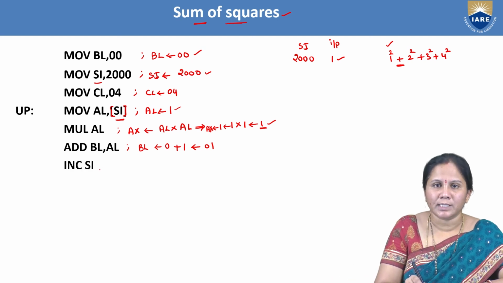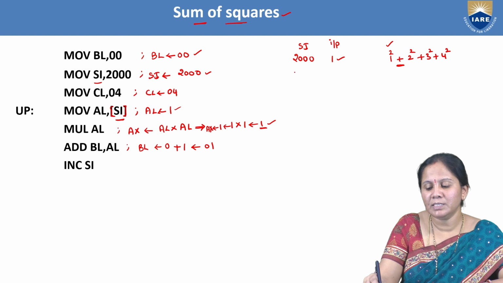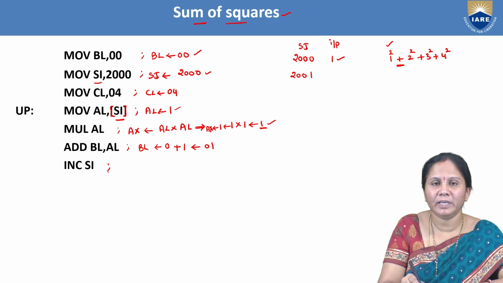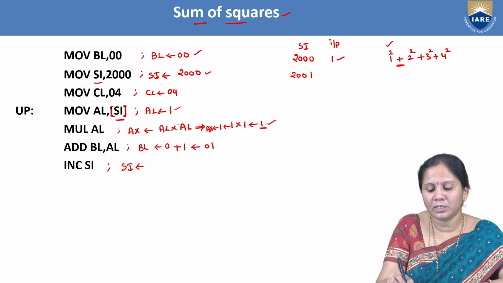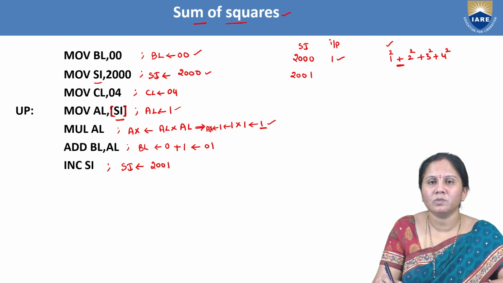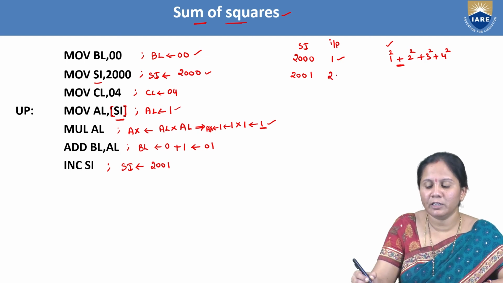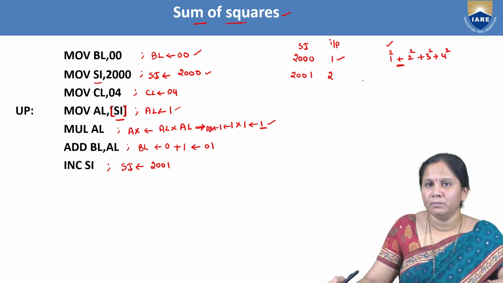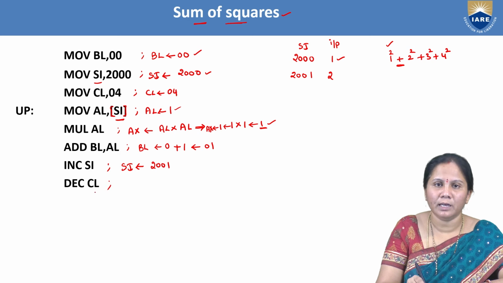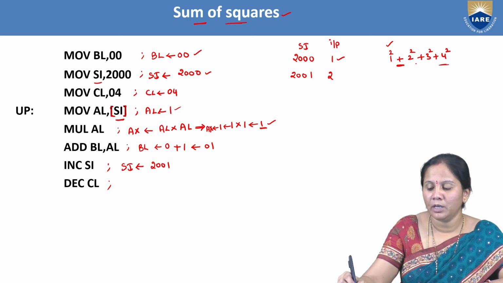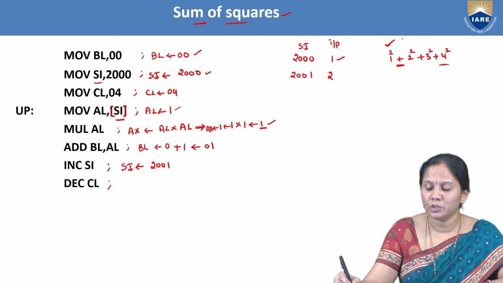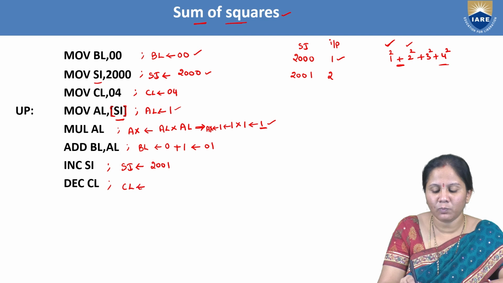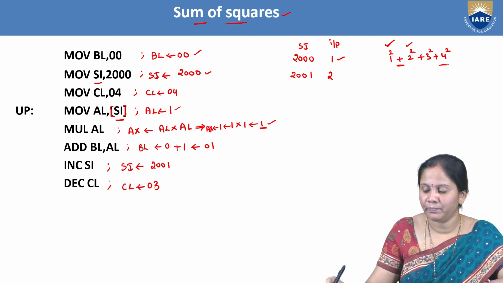And INC SI. The purpose of incrementing SI is to take the next input. So the value of SI will be incremented by 1. Previously it is 2000, it will become 2001. Let us consider another input is there, that is 2. And DEC CL. Since we have taken 4 inputs, one input square has been completed. So in order to take the next input, we have to decrement the value of CL. The CL value will become 03.